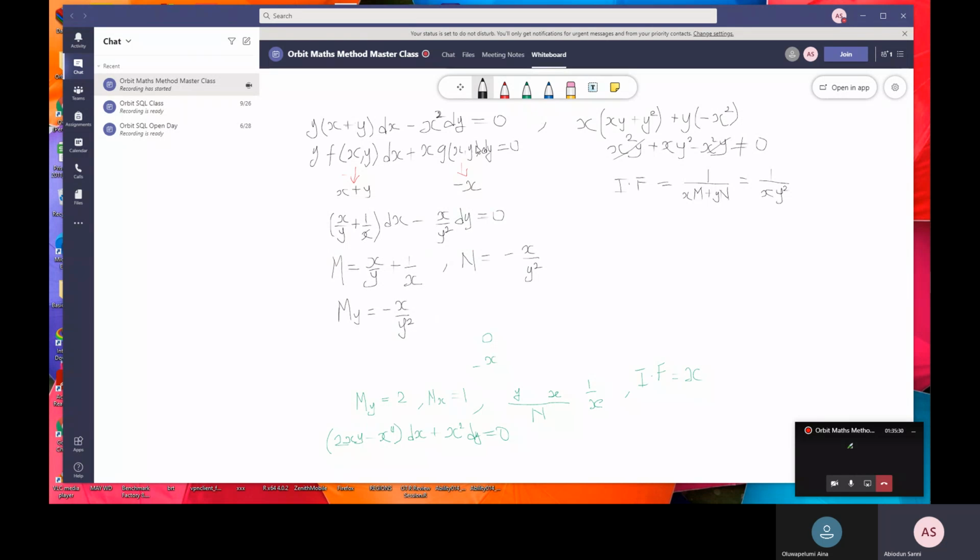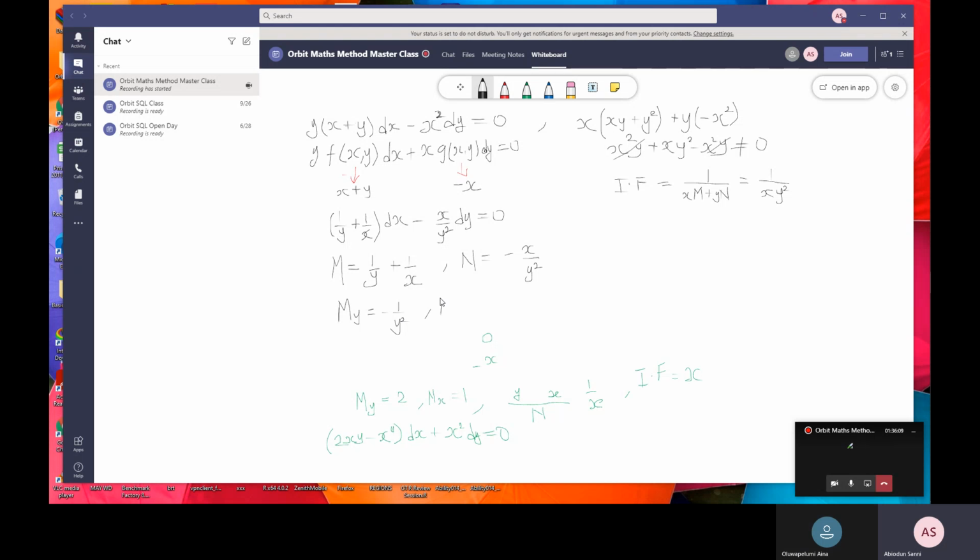Oh, I think I made a mistake. Sorry. This part is not x over y, it is 1 over y. Because this is xy. Y times x is xy. X would have cancelled this x. Y in y squared is y. So I have 1 over y. So this is going to be 1 over y plus 1 over x. If I differentiate this with respect to y now, I will have minus 1 over y squared. Hope you are following.